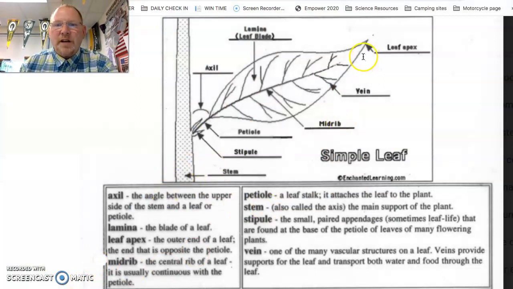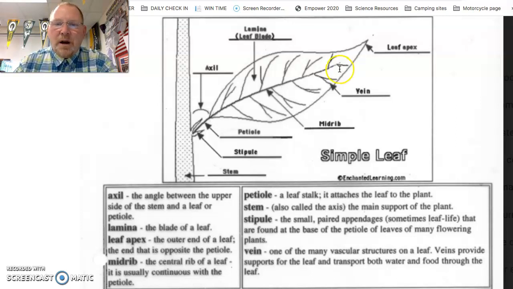So first of all, let's talk about the external. External means the outside of the leaf. Okay, so parts of that would be the leaf apex. The apex is the tip, the point. There's an apex on the heart, there's the apex of the mountain. It's the tip, it's the point.